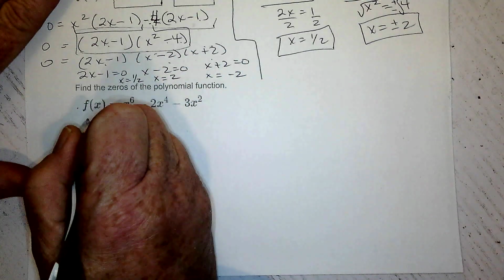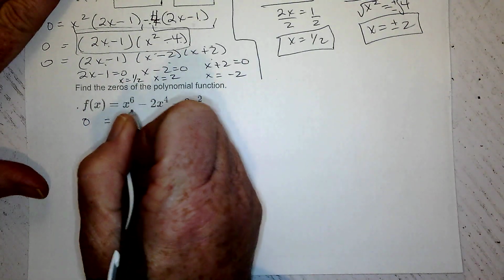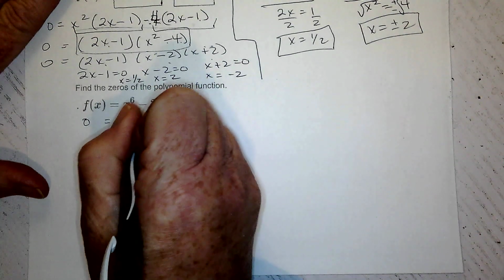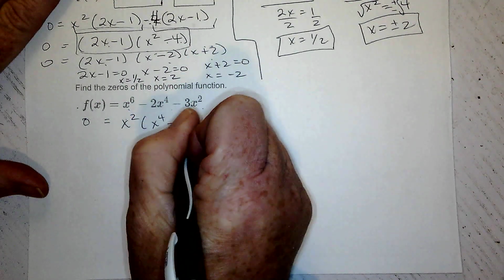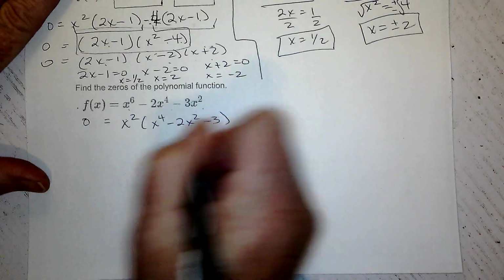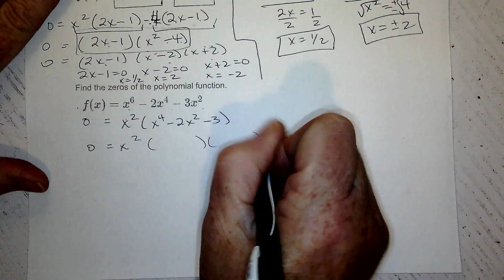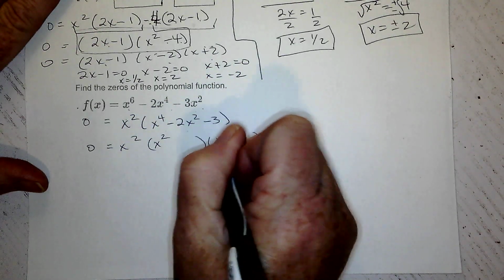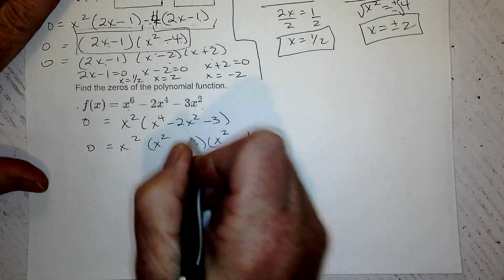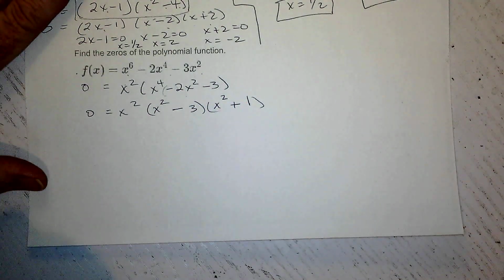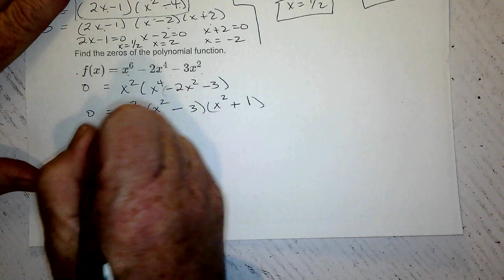Find our zeros, so 0 is equal to, I can factor out an x squared. Leaves me with x to the 4th minus 2x squared minus 3. Let's see if I can keep factoring this. Looks like it. 3 and 1. Negative in the middle. Positive. Yeah. Okay, let's set each of these equal to 0.